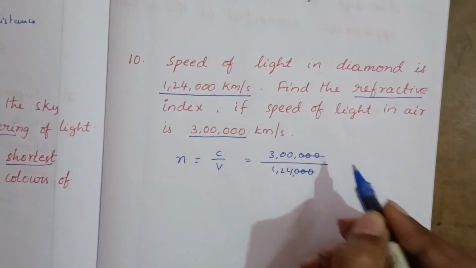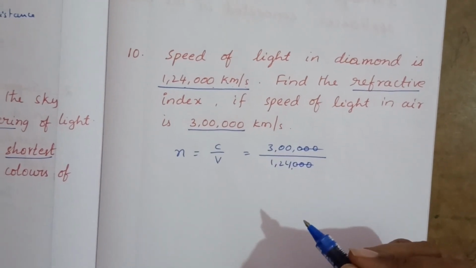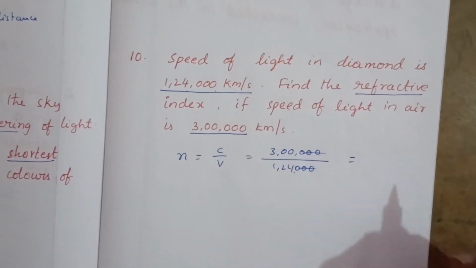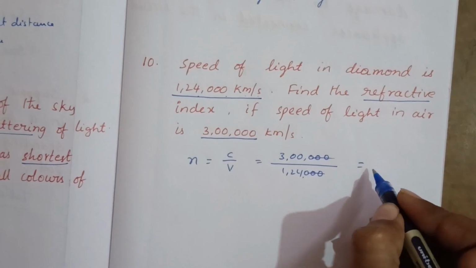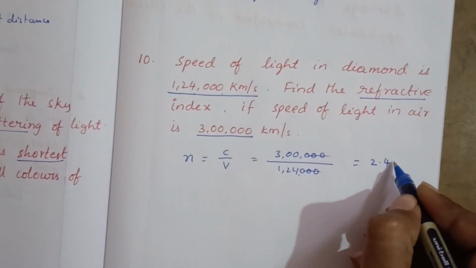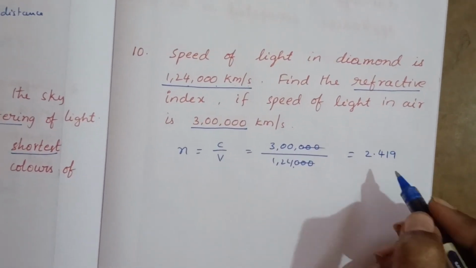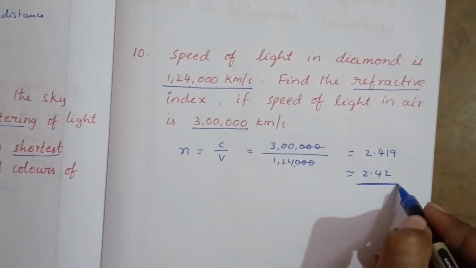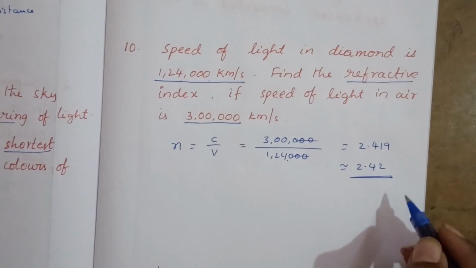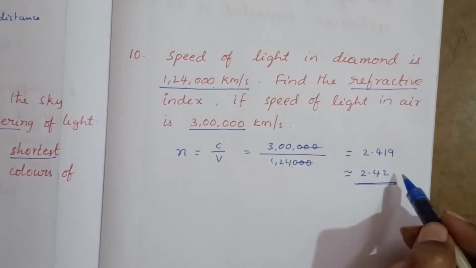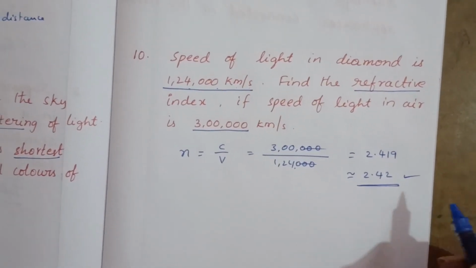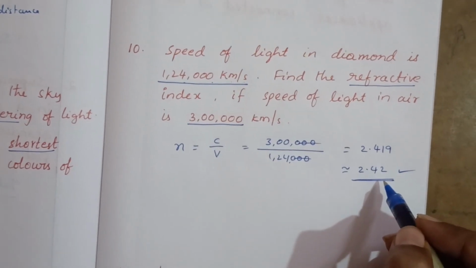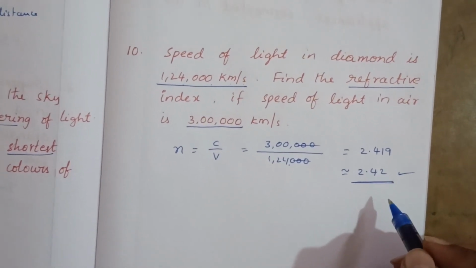Now 3 zeros get cancelled. 300 by 124 gives 2.419, which is nearly equal to 2.42. This is the refractive index of diamond. This value is very important. Sometimes they will ask what the refractive index of diamond is. It is 2.42.